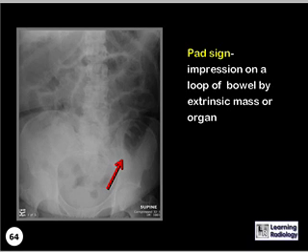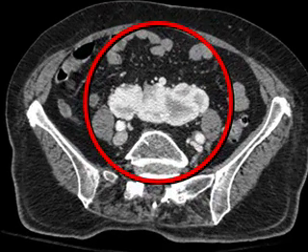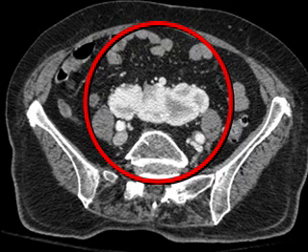This is a pad sign, which is an impression on a loop of bowel, usually by an extrinsic mass or organ. In this case, it was a diverticular abscess. What appearance is being shown here?